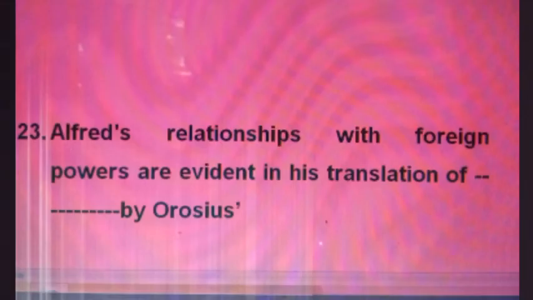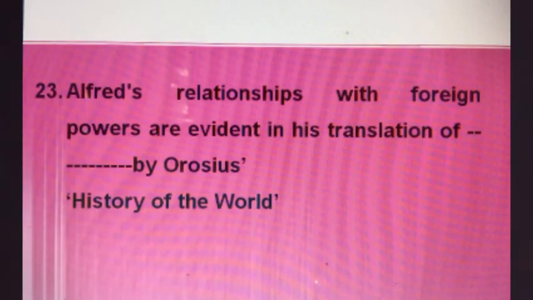Question number 23. King Alfred the Great's relationships with foreign powers are evident in his translation of Dash written by Orosius. Answer: History of the World. King Alfred the Great's relationships with foreign powers are evident in his translation of the History of the World written by Orosius.